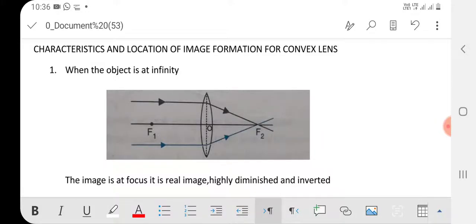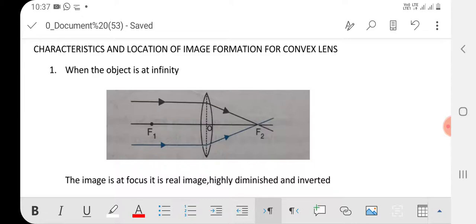Part is characteristics and location of image formation for convex lens. The first one, when the object is at infinity, where does the image formation take place? Now you can see in the diagram, when the object is at infinity, parallel rays of light will travel towards the convex lens. So when parallel rays of light are moving towards the convex lens, after refraction, these rays will meet at a point that is called focus. So the image will form at focus.